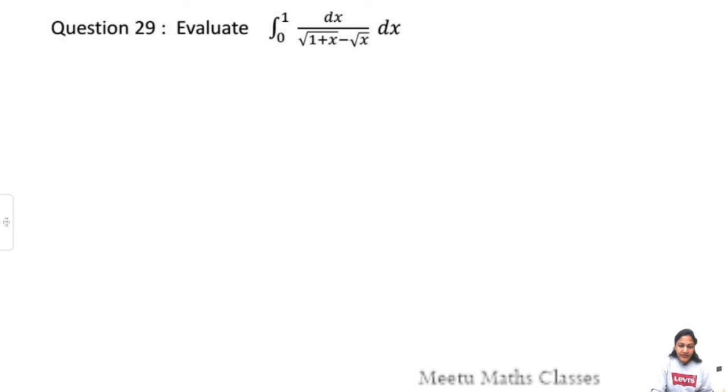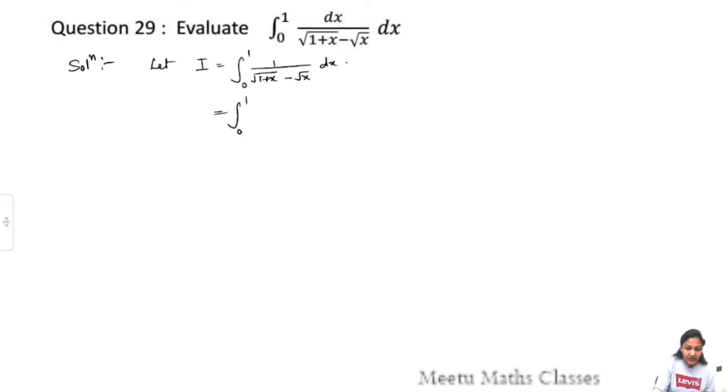Your next question is question number 29, evaluate integral 0 to 1 upon square root 1 plus x minus square root x dx. Now to evaluate this integral, let I is equals to integral 0 to 1 upon square root 1 plus x minus root x dx. Now to evaluate this function, we can rationalize our function.